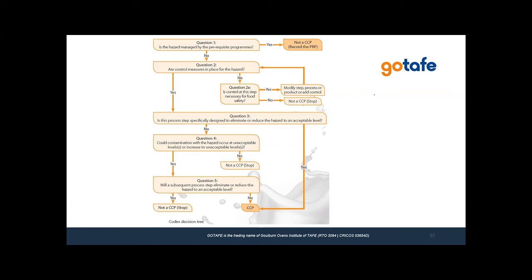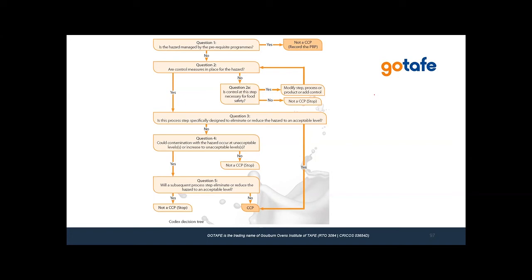And then if the answer is no, there's no process step specially designed for that hazard, and you're going to ask the team question 4. So could contamination with the hazard occur at unacceptable levels or increase to unacceptable levels? So if the answer is no, it's not going to be a critical control point. Okay. So again, I repeat question 4, could the contamination with the hazard occur at unacceptable levels or increase to unacceptable levels?